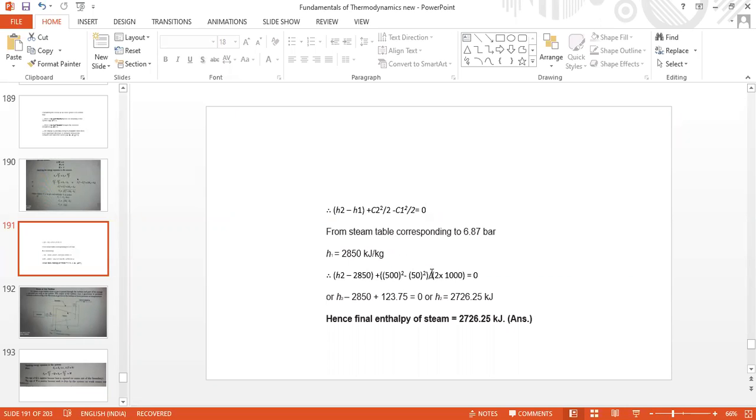If you keep this as it is, then this will be in kilojoule per kg and this will be in joule per kg, and therefore the equation will not be a dimensionally homogeneous equation. That means you have to add joule per kg plus joule per kg, but you cannot add joule per kg plus kilojoule per kg.